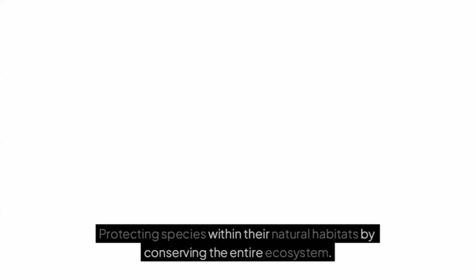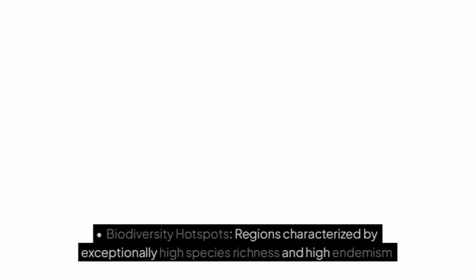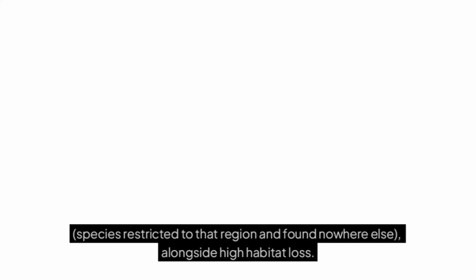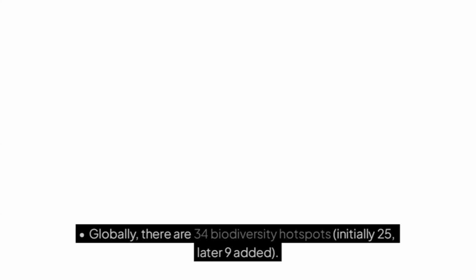Biodiversity hotspots. Regions characterized by exceptionally high species richness and high endemism, species restricted to that region and found nowhere else, alongside high habitat loss. Globally, there are 34 biodiversity hotspots, initially 25, later 9 added. 3 hotspots cover India: Western Ghats and Sri Lanka, Indo-Burma, and Himalaya.